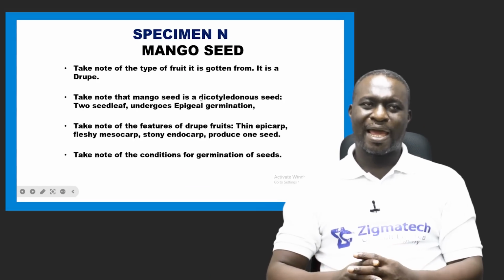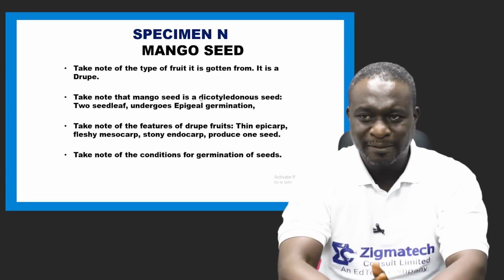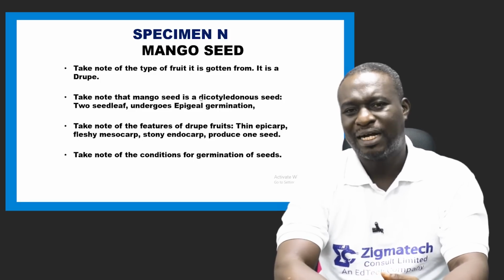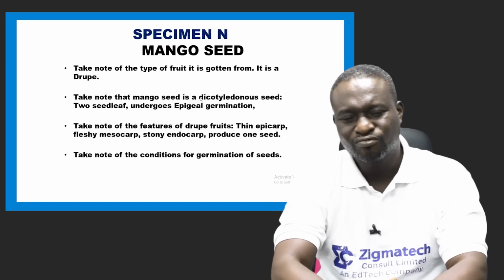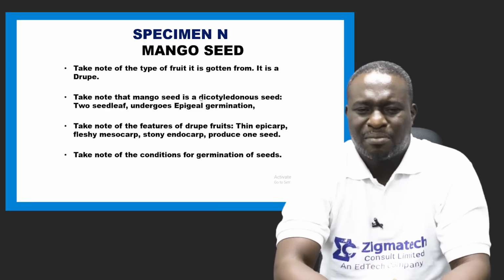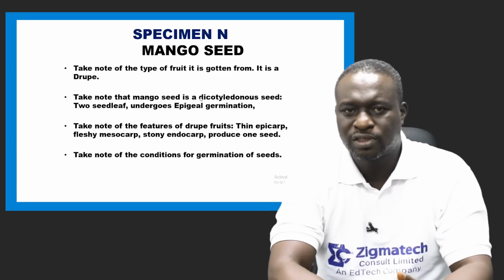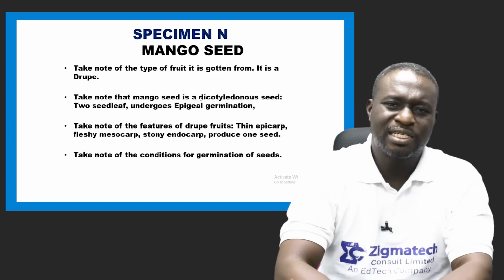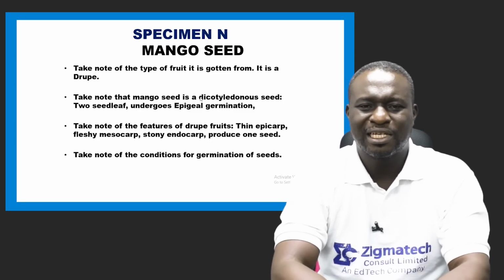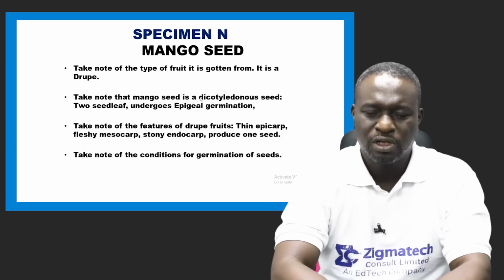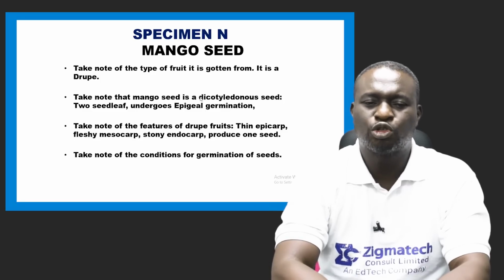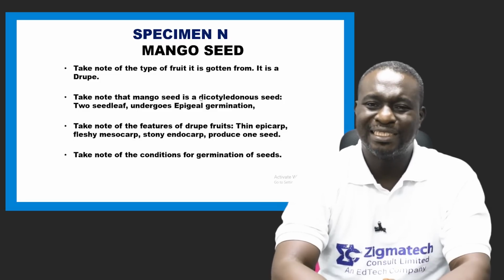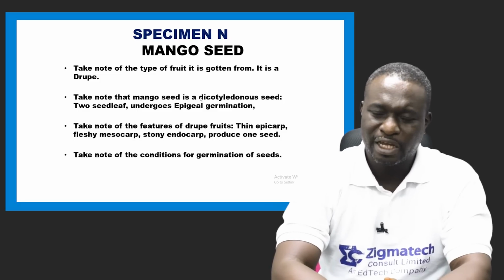Next is specimen N. Now specimen N is mango seed. Looking at mango seed, I'm suspecting a question can be asked concerning fruits. You know, the seeds are actually located in a fruit. Now, what is a seed? A seed is a fertilized and developed ovule. A fertilized and well-developed ovule. Please take note of that. While a fruit is a fertilized and developed ovary of a plant.